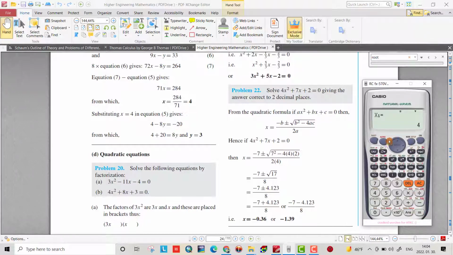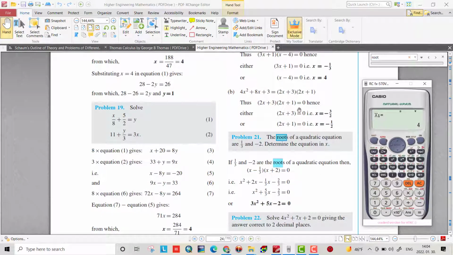Equals. x1 is 4. Let us check. You see one of the x values is 4. It doesn't matter whether you call it x1 or x2, it is 4. And for the second one, minus 1 over 3. This is the symbol for minus 1 over 3.